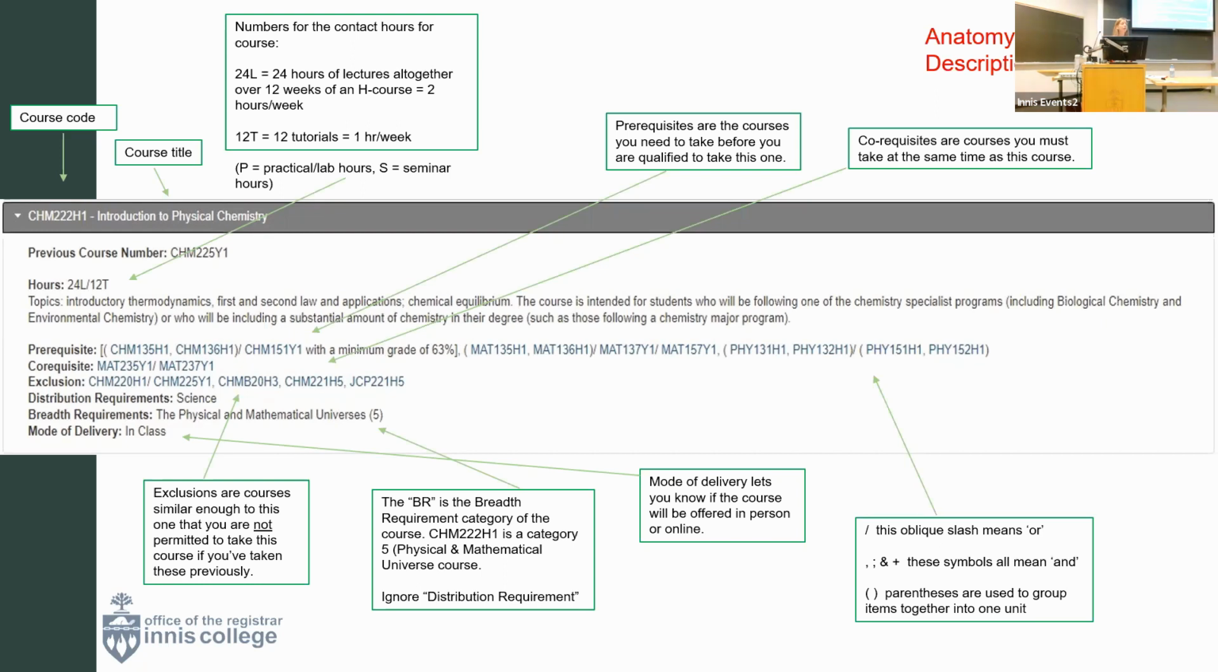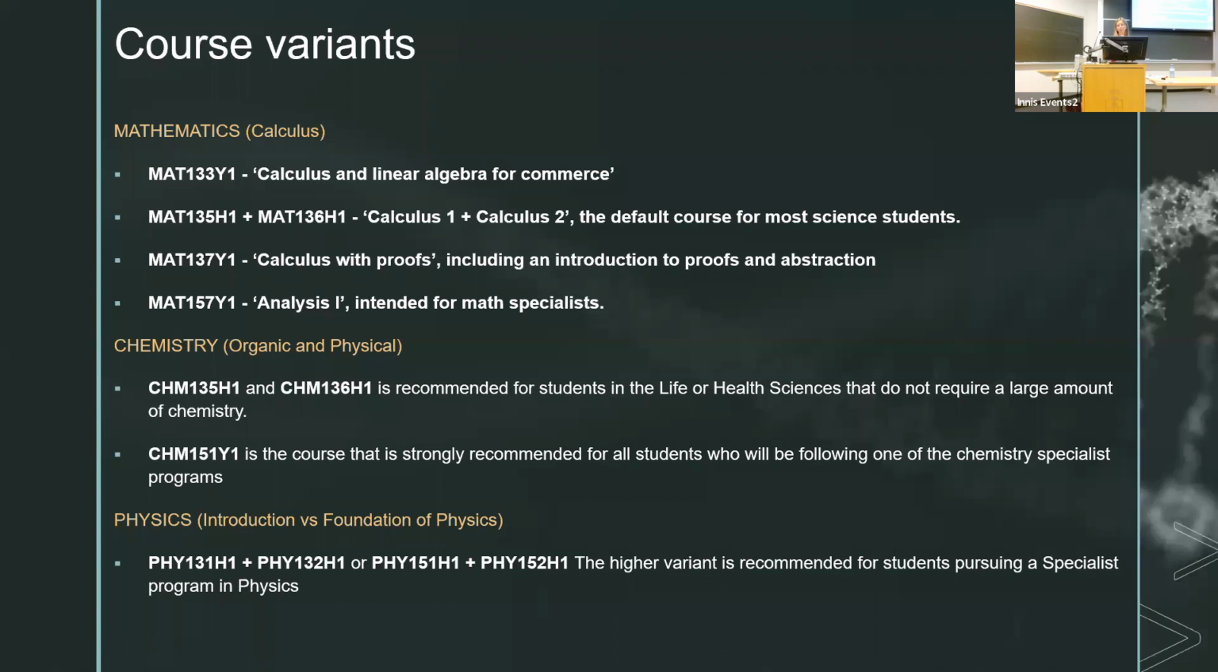Okay, so the course variants. I pulled this information directly from the department websites, but really just a line. The departments actually go into greater detail. So the math department, chemistry department, and physics all explain in greater detail what the difference among the variants are. So math, first year calculus, there's 4 different options. Math 133 is really only relevant for commerce and economics. It's not an appropriate course, it doesn't count for any of the life sciences or computer science and math and physical sciences.